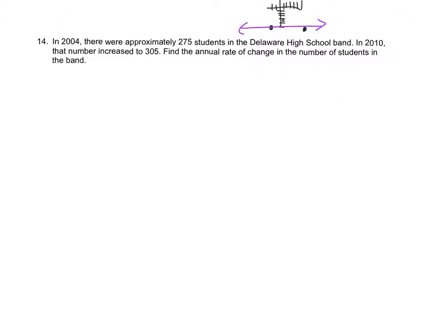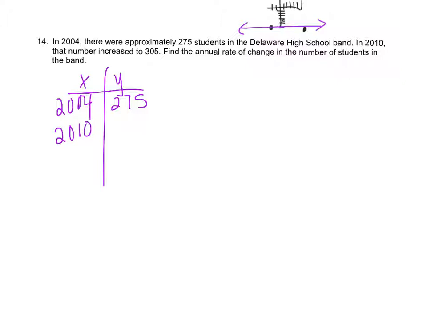Number 3, word problems. Remember to just read it first. In 2004, there were approximately 275 students in the Delaware High School Band. Okay, so I'm actually going to visually start showing you this so that we could see. I know I'm dealing with tables and values, and I know that 2004 is the independent. In 2004, you had 275 students. In 2010, you had 305.